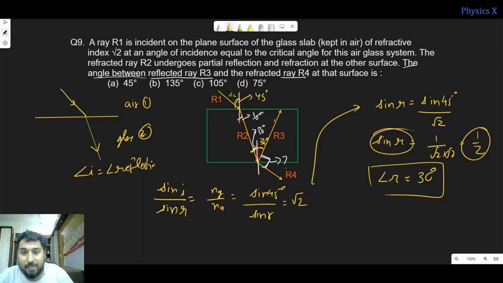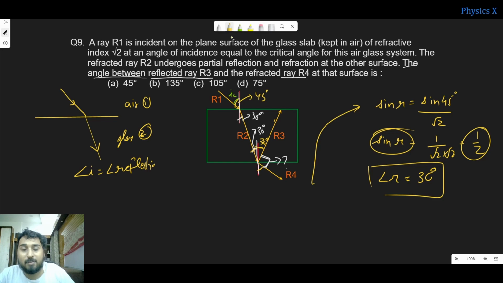This angle is 30 degree. Again I can find this angle. So what will be this angle? We need to find this angle. So again we will be using the formula of this one, right? Again we will be using the formula. Now what happens? Sine i upon sine r, right? And this is equal to what?